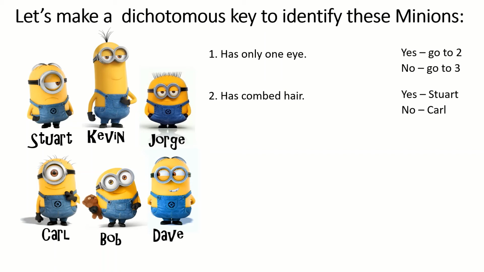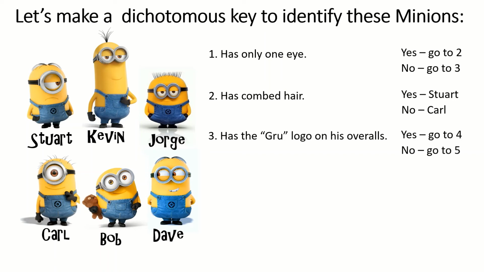Now we're going to deal with the second group, the ones that have two eyes. The third statement says, has the GRU logo on his overalls? And I can see two of them do and two of them don't. So if we answer yes, these two, we're going to go to statement 4. If we answer no, these two, we're going to go to statement 5. When we get to statement 4, the statement is, has spiky hair. I can see that one has got spiky hair and the other has beautifully combed hair. So if we answer yes, he has spiky hair, his name's George, and the one with combed hair is Dave.